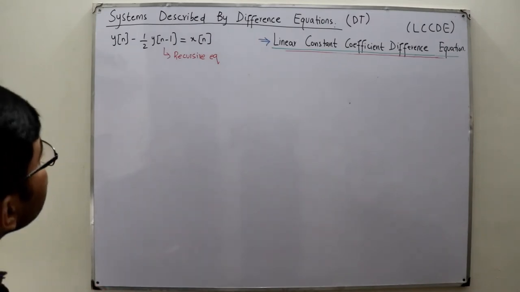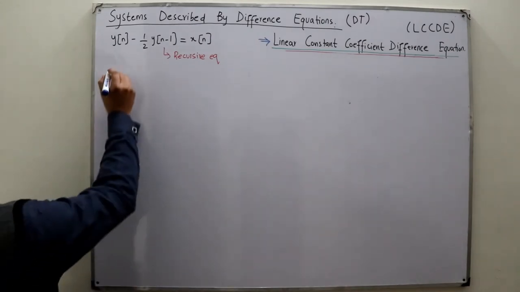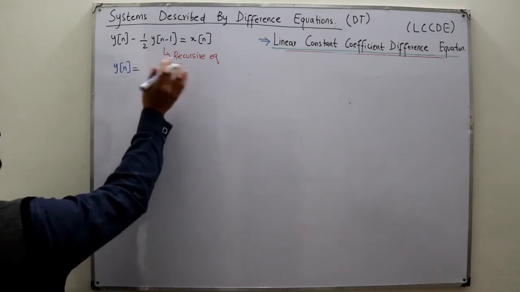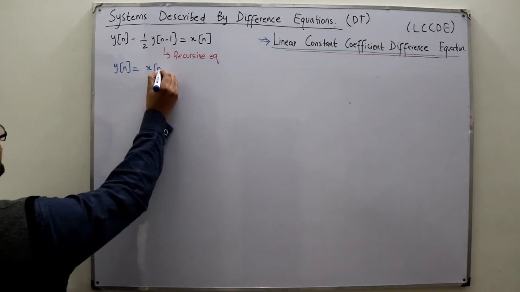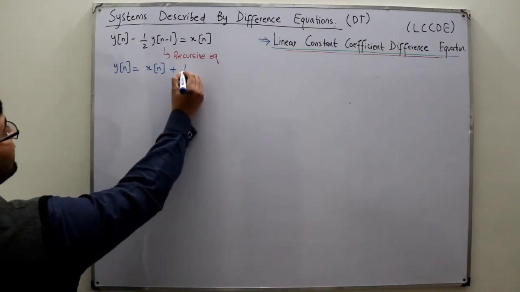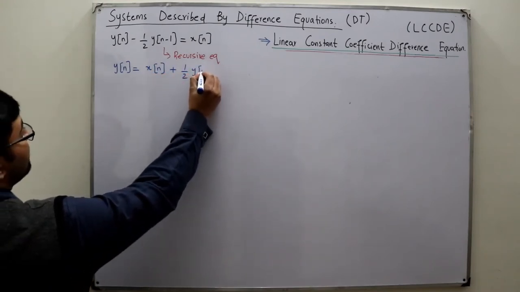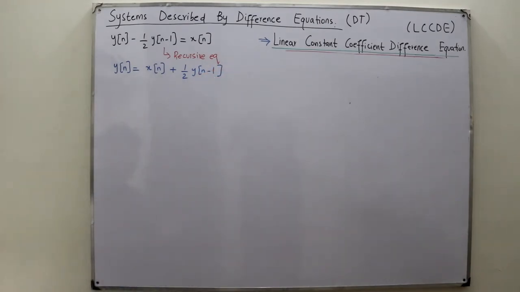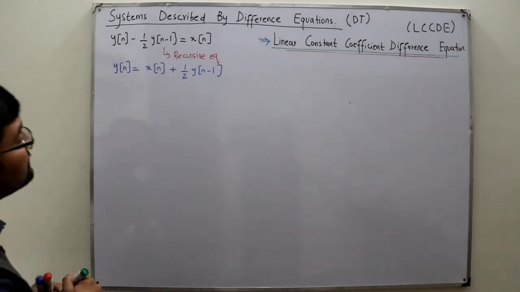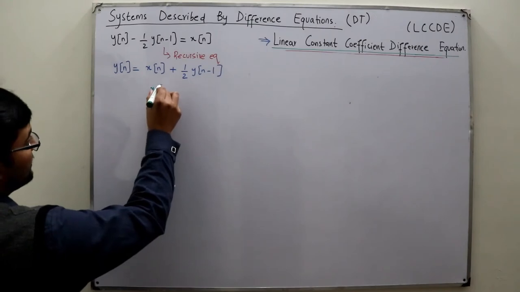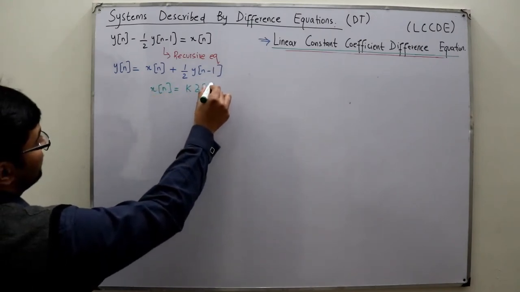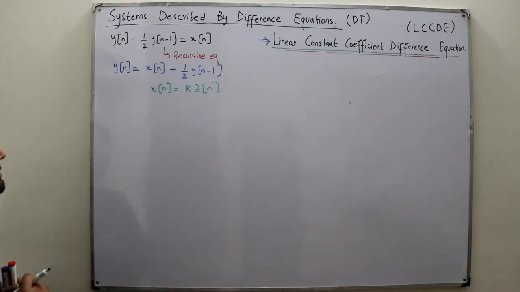So coming to the solution, let's say I write it in terms of y of n. So y of n is equal to what? It would be equal to x of n plus half of y of n minus 1. So this is my basic equation. Now if I'm talking about the impulse response of the system also, I'm interested in both the cases. So have a look, if the input to the system x of n is k times delta of n, k is the weight of the impulse.